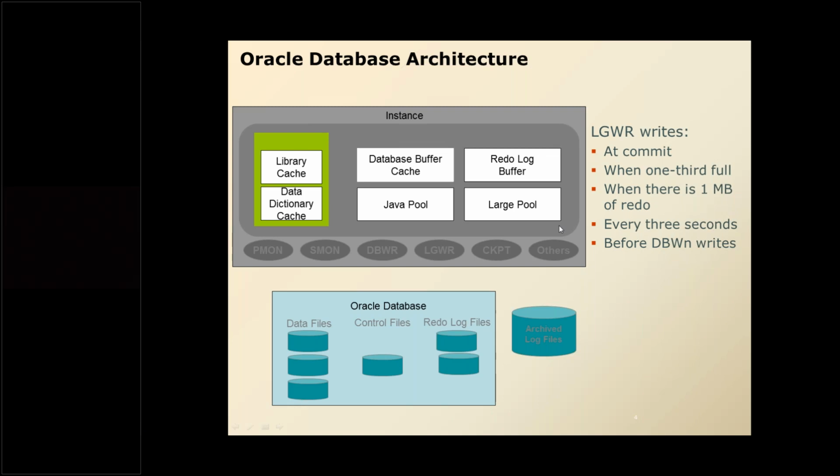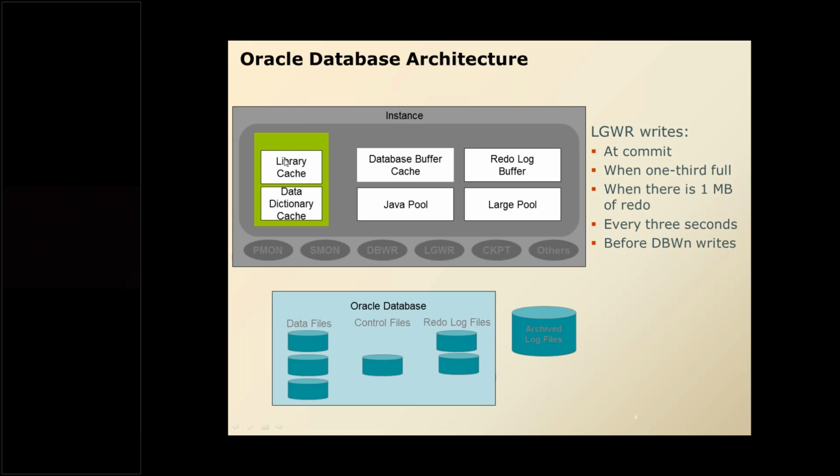So what happens about Oracle database architecture? Oracle database architecture is divided into two parts: instance and Oracle database files. Instance again is divided into two parts: memory components and background processes.